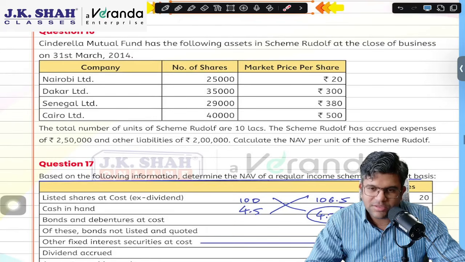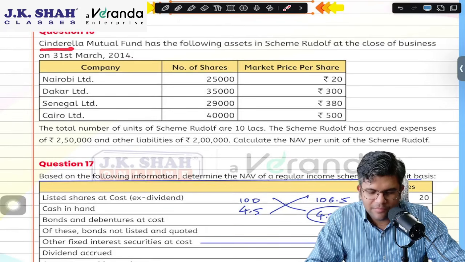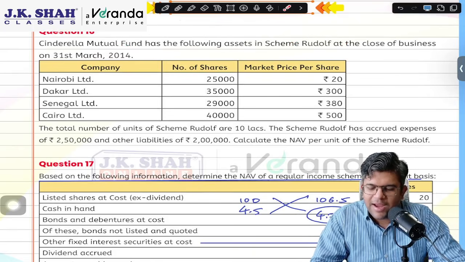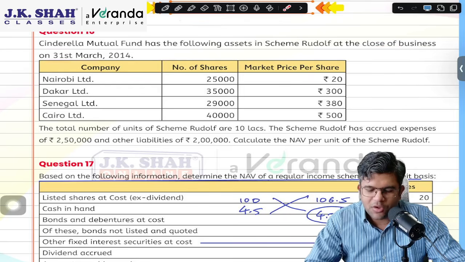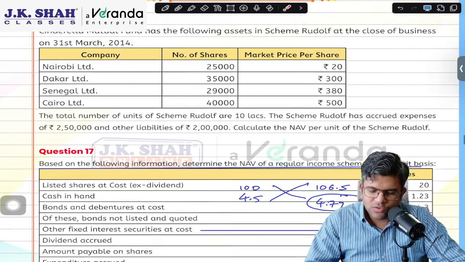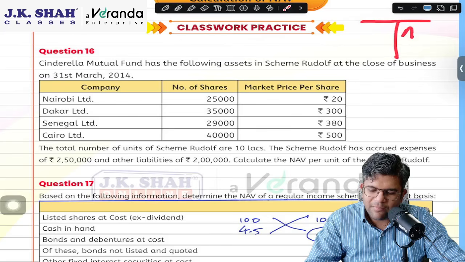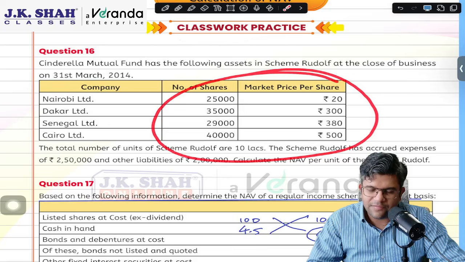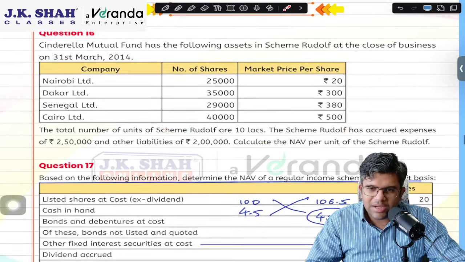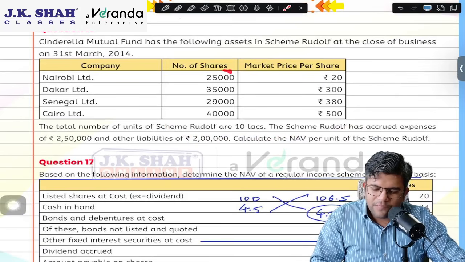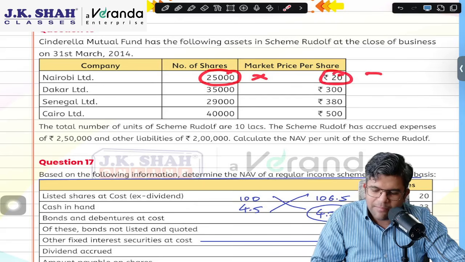Students, I'll now start. Cinderella Mutual Fund has the following assets in scheme Rudolph at the close of business hours on 31st March 2014. So students, you remember I used to show you the balance sheet. Here there were assets, here there were units, and here there were external liabilities. Now in assets, the shares are given to you. Is everyone paying attention? I want to teach this to you on the calculator. Take your calculator.